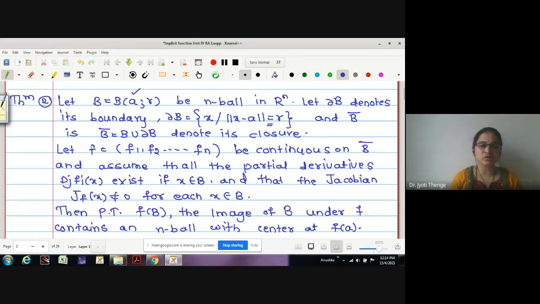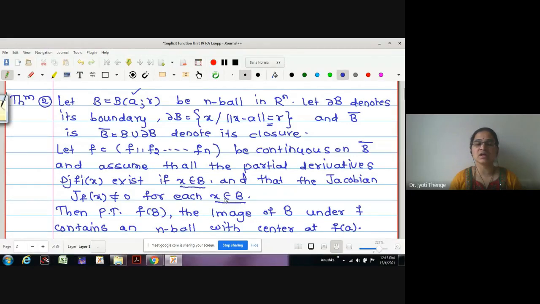And let B bar denote B along with its boundary, that is, its closure, and F is a multi-valued function, having each coordinate function f1 to fn, given to be continuous on this whole closure, that is B bar. And also it is given that all partial derivatives exist for all the points in the ball B. Partial derivatives existing gives an indication that the function is totally differentiable. Also it is given that the Jacobian determinant is non-zero for all the points in the ball.